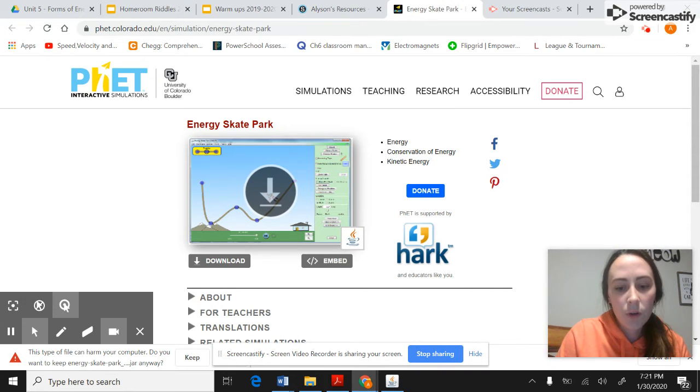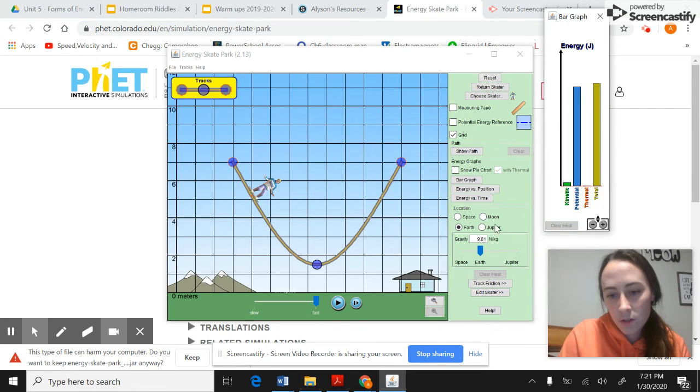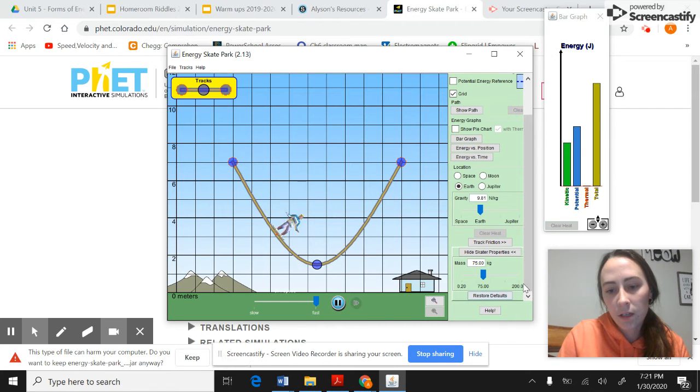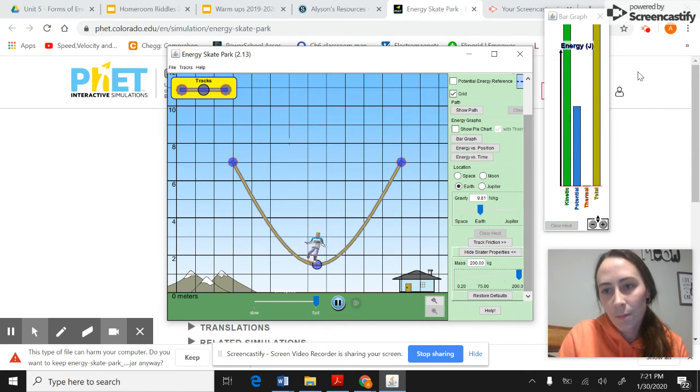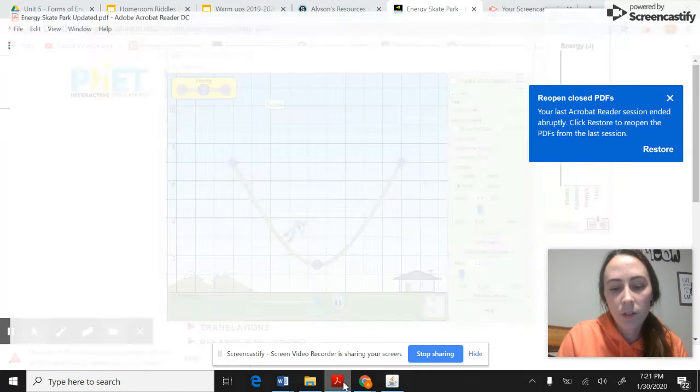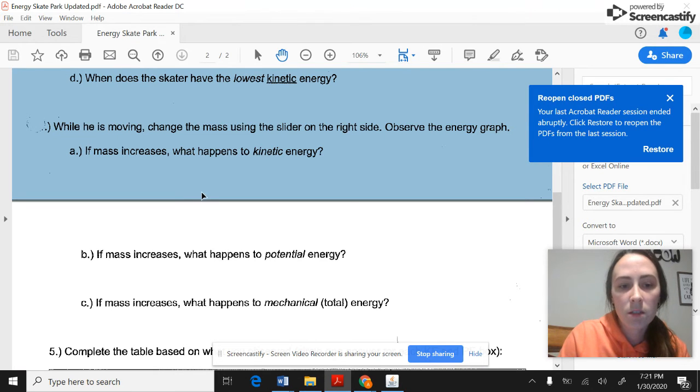Okay, so for 4, it asks what happens when you increase the mass. To increase the mass, you'd have to hit Edit Skater and scroll down, and then you can hit play and move it up. So whenever I increase the mass, I notice over here at my bar graph, the total energy goes up. And whenever I decrease it, the total energy goes down. So now I know with mass that can affect your total kinetic and potential energy. So whenever I look here, what happens when you increase the mass to kinetic energy? It would increase the total kinetic energy. Same with potential, and same with the total mechanical.